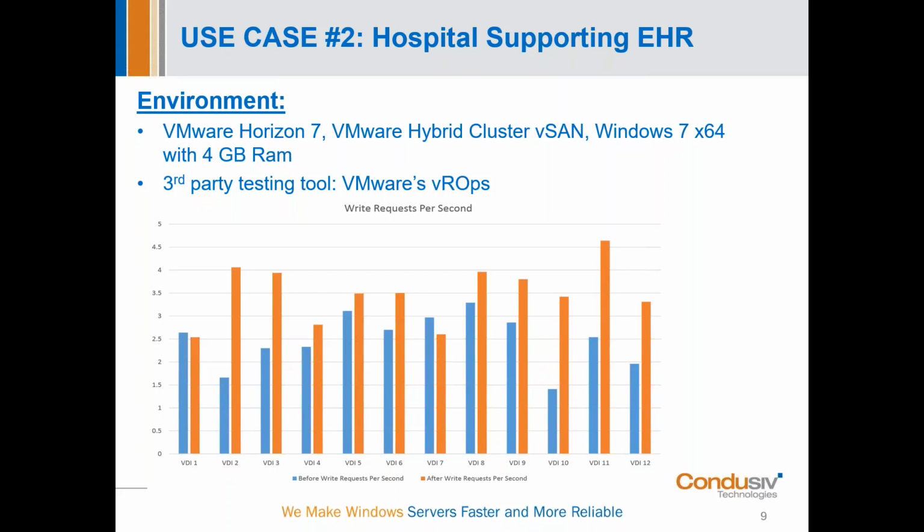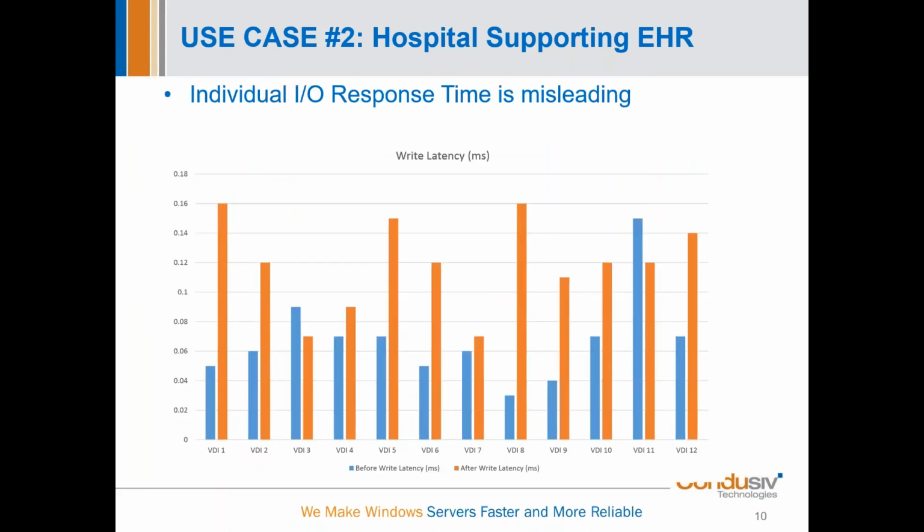So let's go to the next slide, Jennifer. But wait a minute, what's up with this write latency? If this was the only metric that you looked at, you'd probably walk away thinking that Velocity was slowing things down. And this ties back to what Jennifer was talking about in regards to that IO response time myth. So let's see what happens with the next metric.